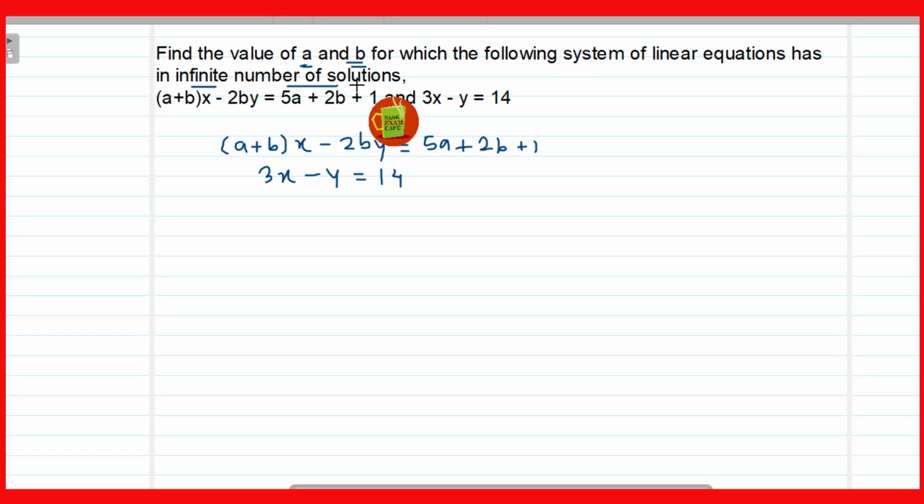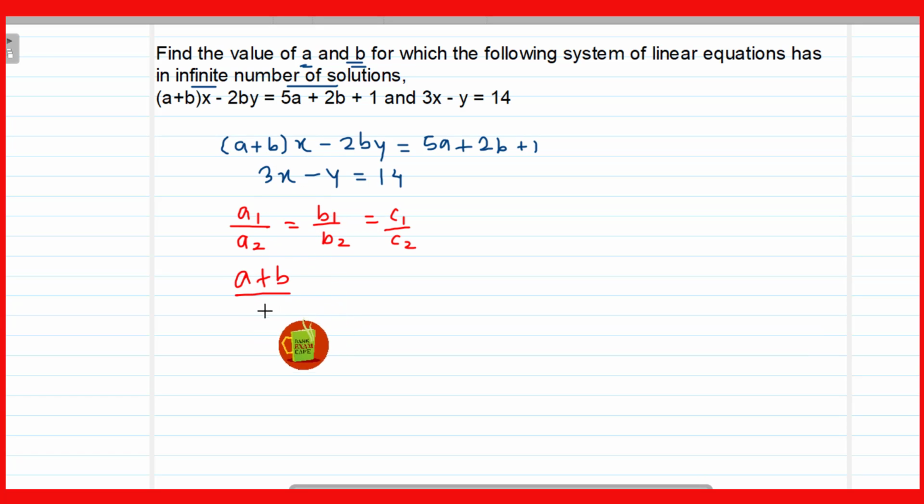And now for infinitely many solutions, the condition is that all the three ratios should be equal, and therefore the condition is that a1 upon a2, that is equal to b1 upon b2, that is equal to c1 upon c2. And if this condition is satisfied, then we say that the given pair of linear equations has infinite number of solutions.